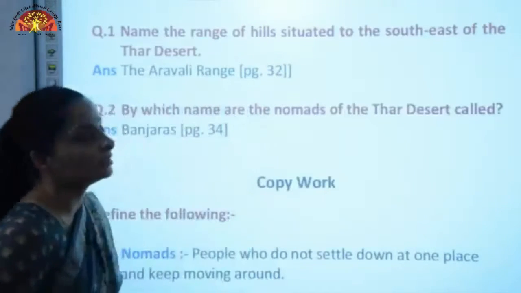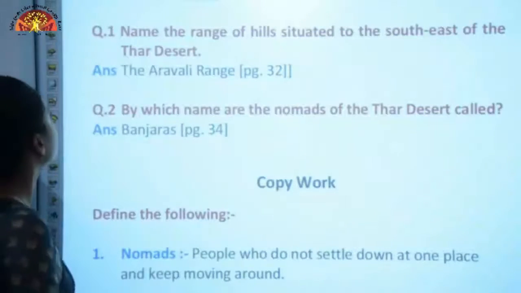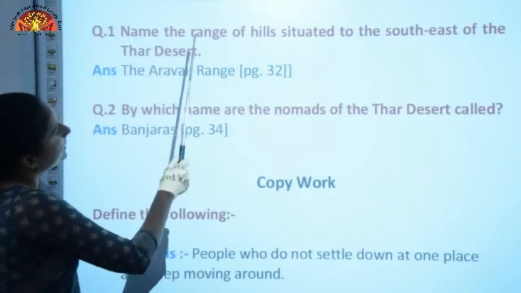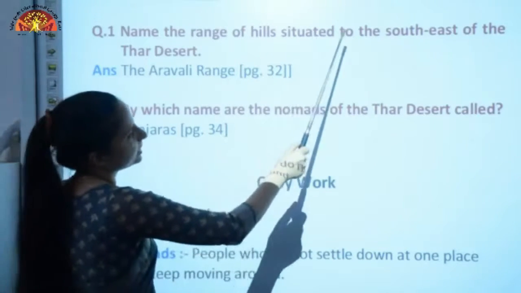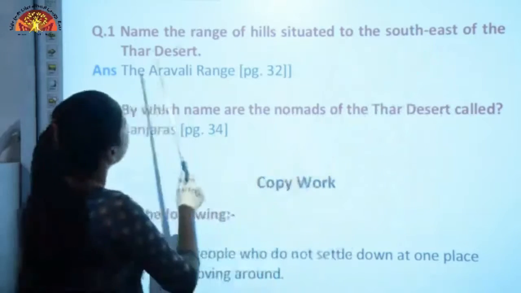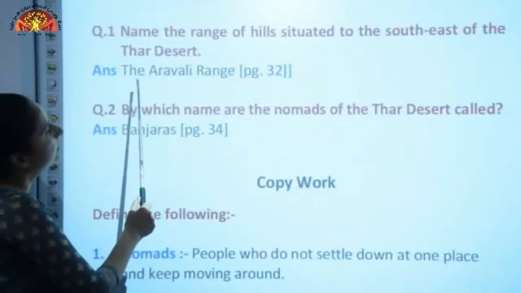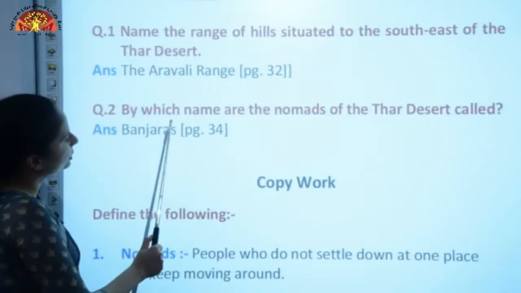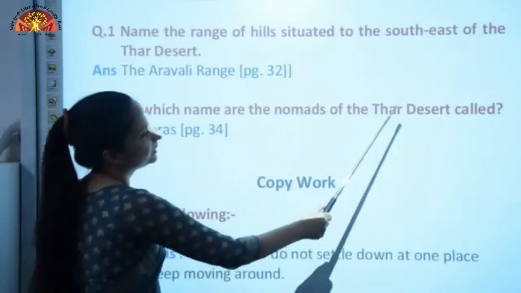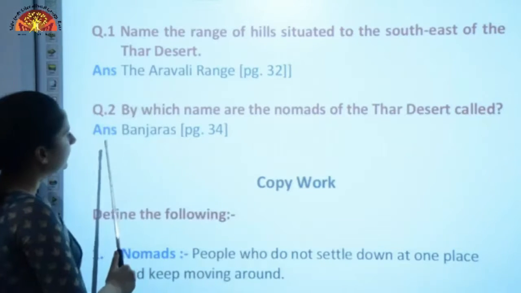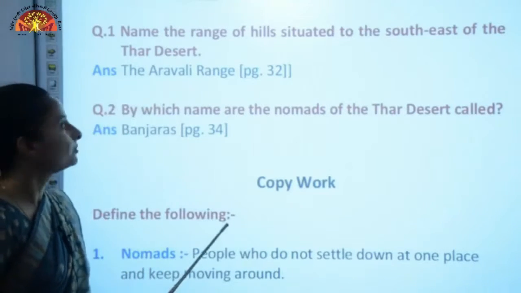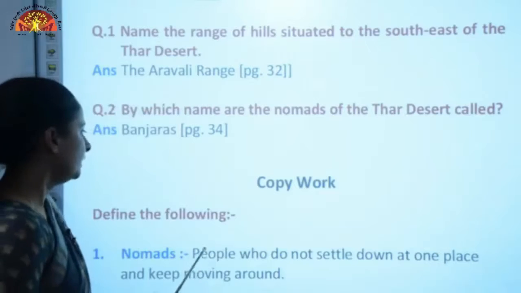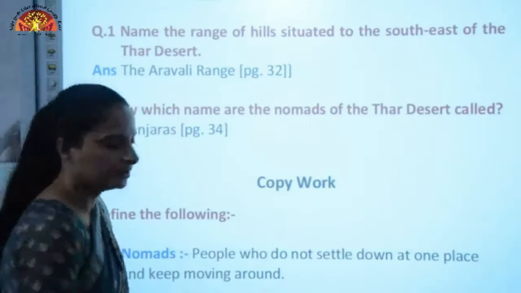This was the bookwork, children. Now let's discuss the internal questions of the chapter. Question 1. Name the range of hills situated to the southeast of the Thar desert. Answer, the Aravalli range. Question 2. By which name are the nomads of the Thar desert called? Answer, Banjaras. You have 2 internal questions in the chapter. Now let's move ahead with the copy work.